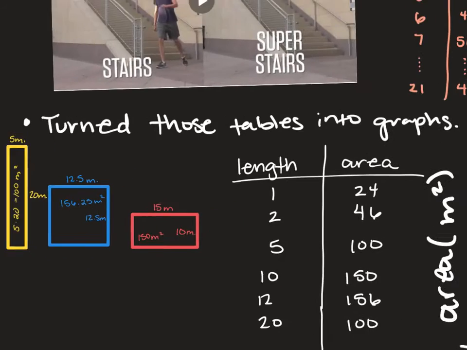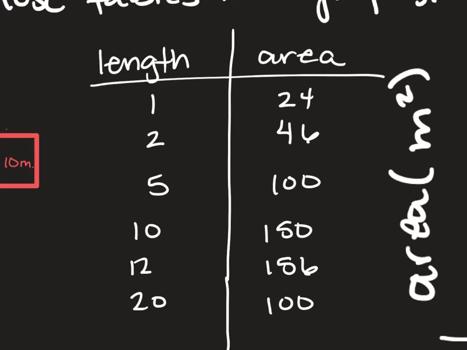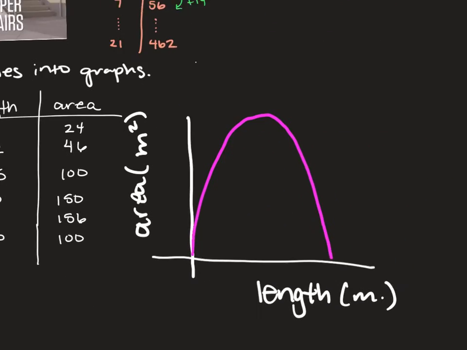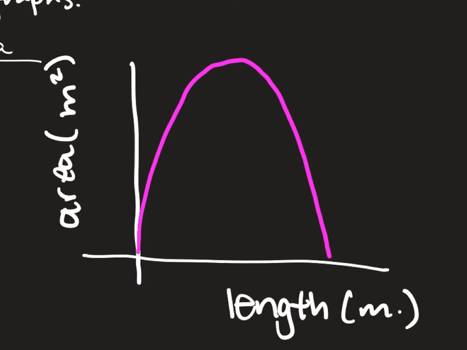And what we graphed there was we took the length, so either this way with the rectangle or this way with the rectangle, and then the area of it. And when we graphed it, we got this beautiful parabola. Hooray! So again, starting to see that quadratic pattern.